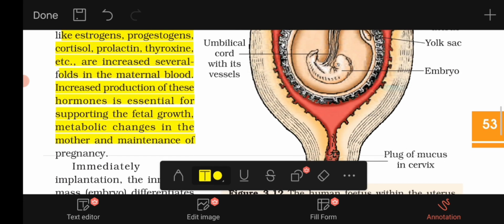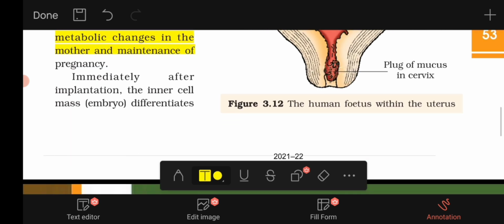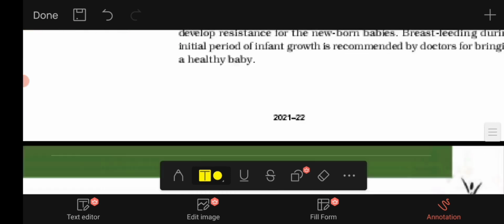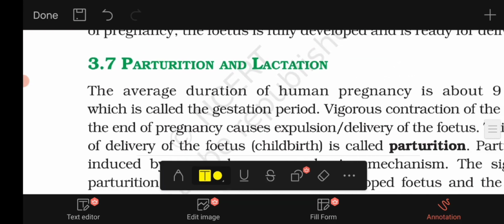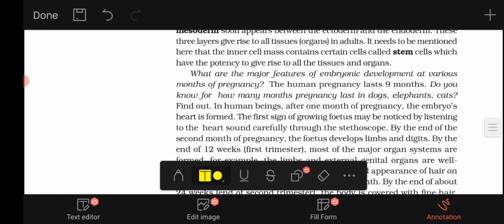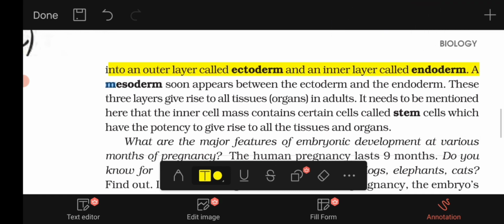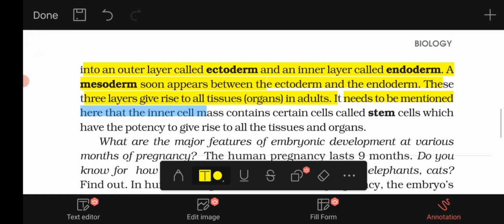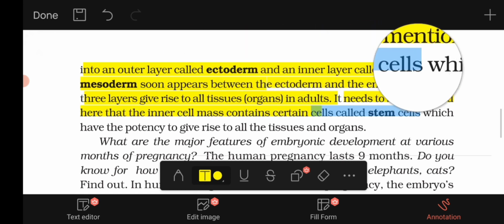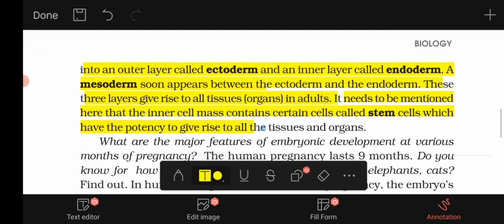Increased production of these hormones is essential for supporting fetal growth, metabolic changes in the mother, and maintenance of the pregnancy. Immediately after implantation, the inner cell mass differentiates into an outer layer called ectoderm and an inner layer called endoderm, and a mesoderm soon appears between ectoderm and endoderm. As we are triploblastic organisms, we have the third layer, that is mesoderm, between ectoderm and endoderm. These three layers give rise to all the tissues and organs in adults. It needs to be mentioned here that the inner cell mass contains certain cells called stem cells, which have the potential to give rise to all the tissues and organs.